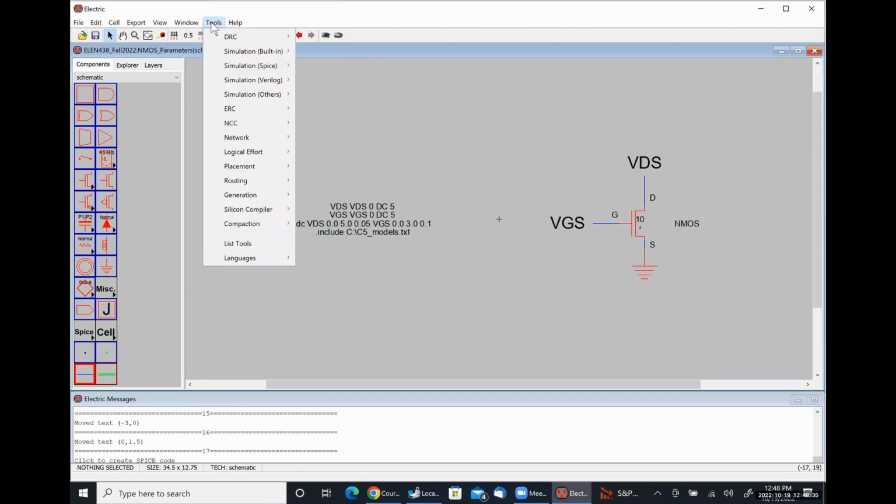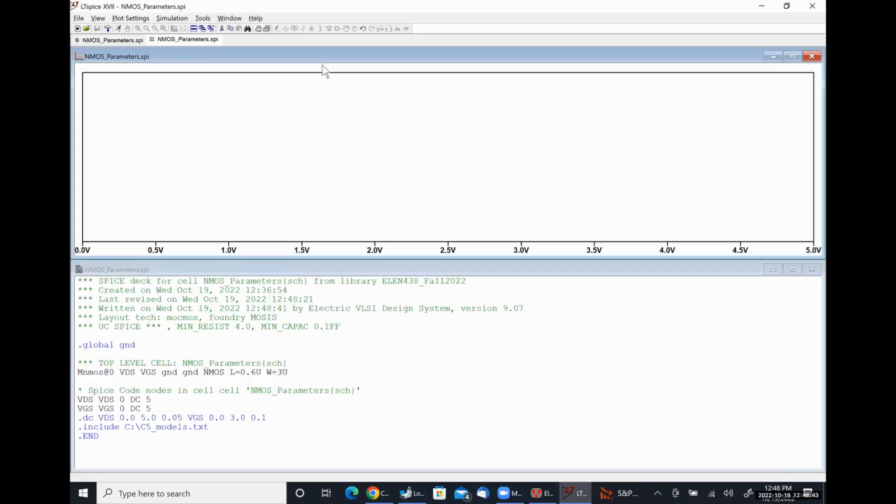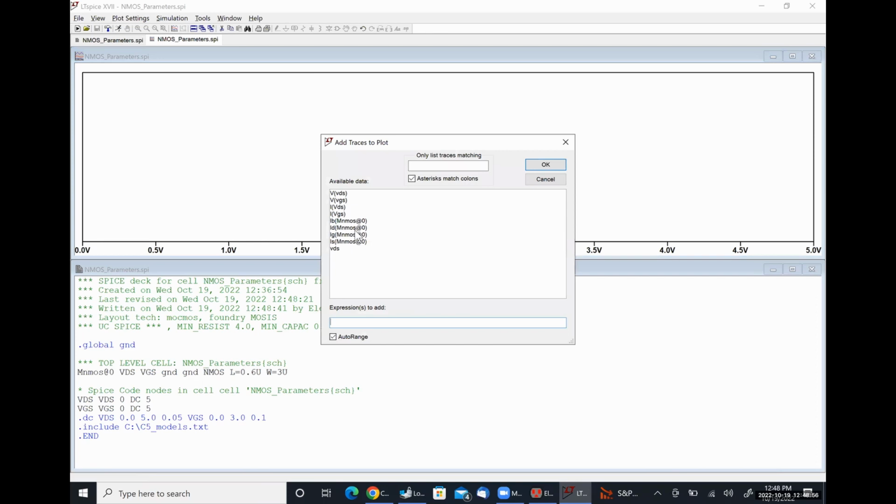So to run our simulation, we go under Tools, select Spice, and hit Write Spice Deck. And now it kicks me out to LTSpice because I have these two programs effectively linked. And I get a blank thing. I'm going to tell it that I want to look at ID, which is my drain current, for my transistor that is labeled M NMOS at 0, which is what the default label was for my first NMOS transistor. And I'm going to click OK.